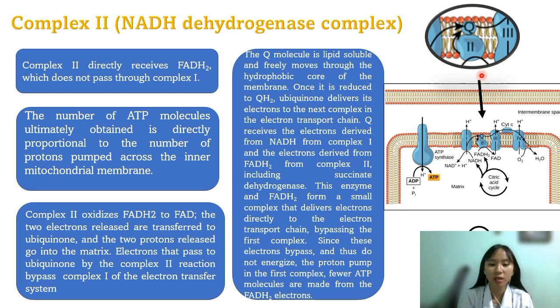Because there is ubiquinone above it, the electrons from complex 2 are passed to ubiquinone, which is this Q. The protons are released back to the matrix. Electrons that pass to ubiquinone by the complex 2 reaction bypass complex 1 of the electron transfer system.